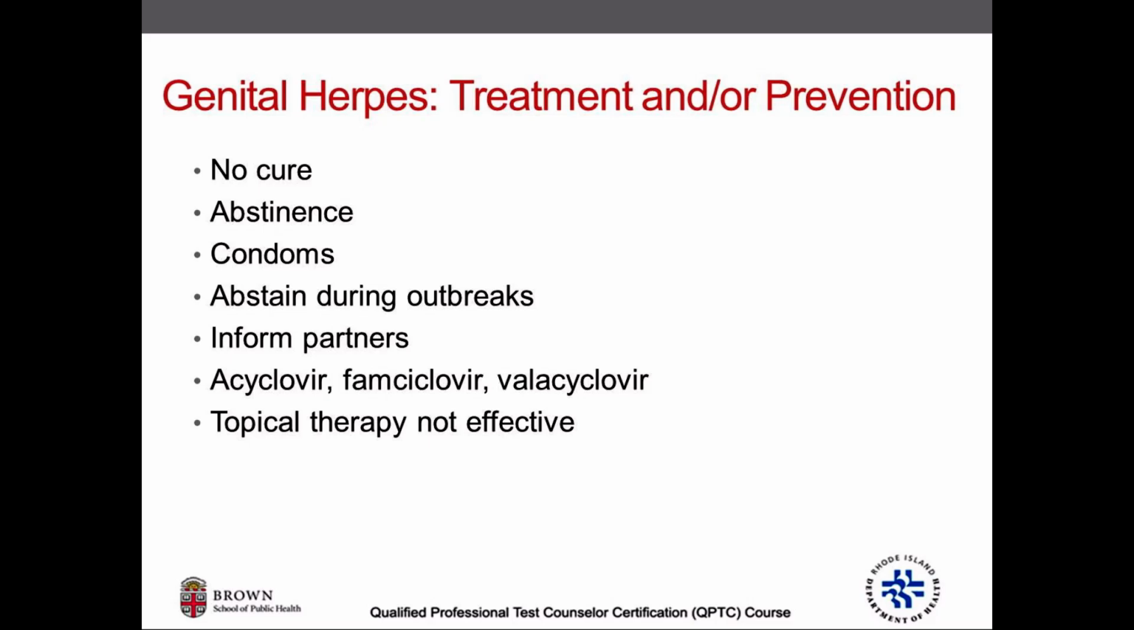Importantly and unfortunately, there is no cure at this time for herpes. Prevention includes abstinence, especially during outbreaks, when people are most likely to transmit. Condoms do help reduce the risk of herpes transmission, although they do not totally negate it. We also encourage people with genital herpes to inform their partners. There are also a number of medicines that can help prevent outbreaks. Again, these are effective in helping to prevent transmission to others for people that have recurrent outbreaks, but they do not cure the disease.